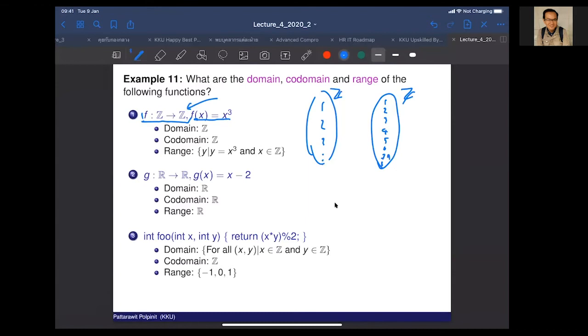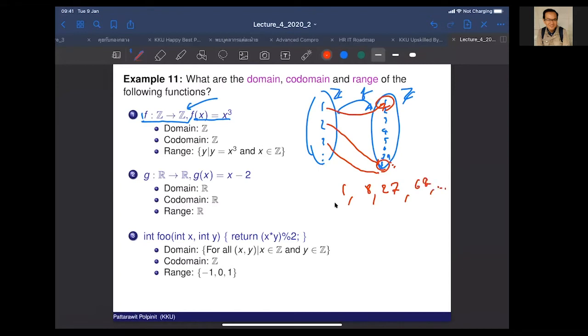Okay, so let's say that f is a function from integer to integer. So 1 cubed is connected to 1, right? 2 cubed is 8, right? 3 cubed is 27, which I already lost the space to 8. But as you can see, not every integer in the codomain is being used, only the ones that are the cube of another integer. So let's say 1, 8, 27, 64, and so on and so forth.